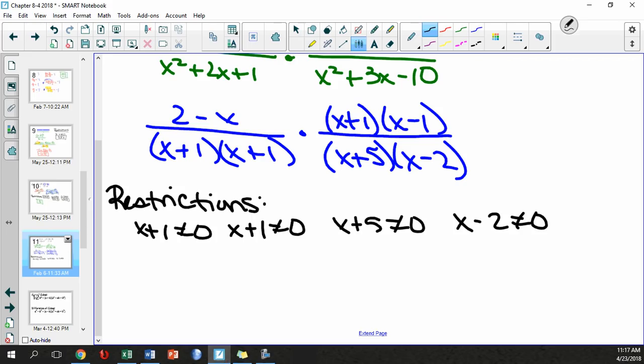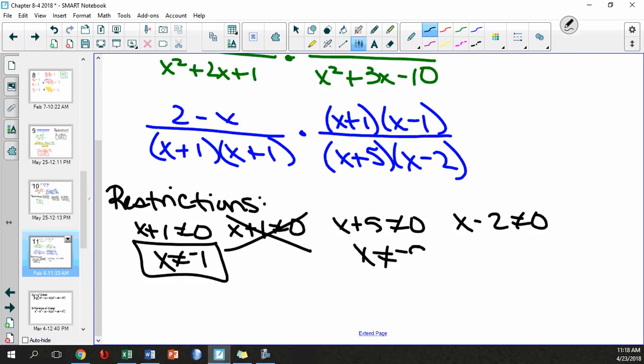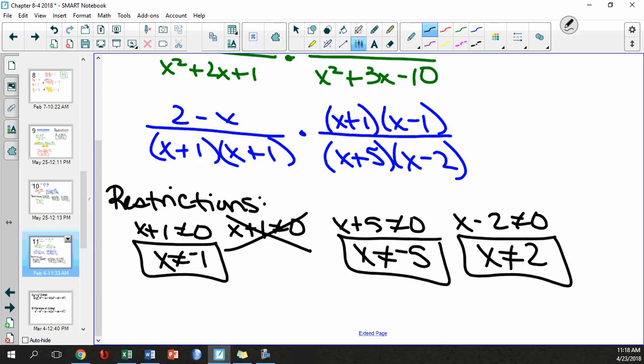Okay? So I know that x cannot be negative 1. I can cross this one off because it's duplicated. X cannot be negative 5 here, and x cannot be positive 2 here. Do we see the 3 domain restrictions there? Okay, now what do I do from left to right now?